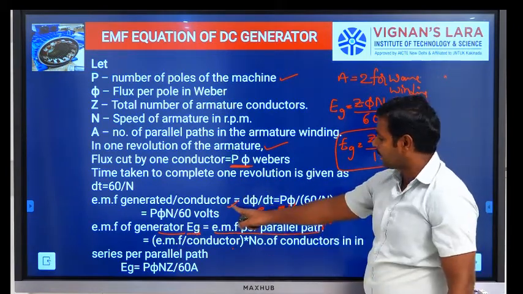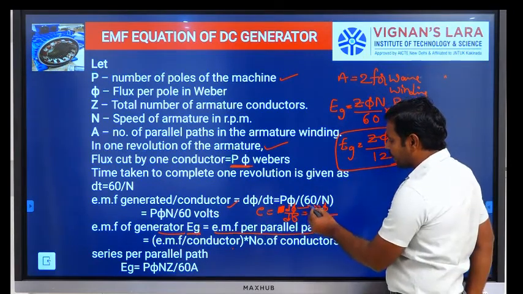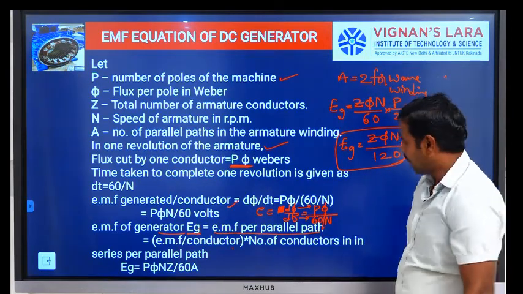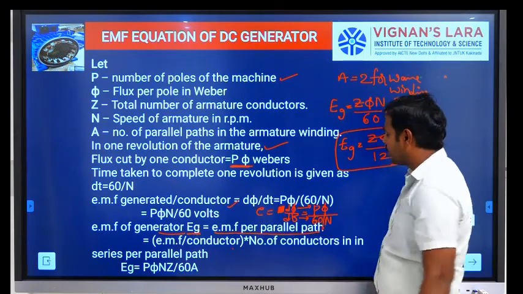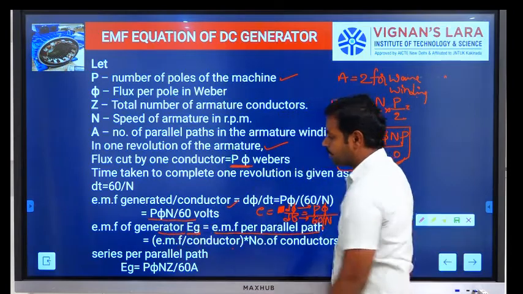EMF generated per conductor is E = dφ/dt. So we can substitute dφ = φP and dt = 60/N. So the EMF per conductor is equal to φPN/60.